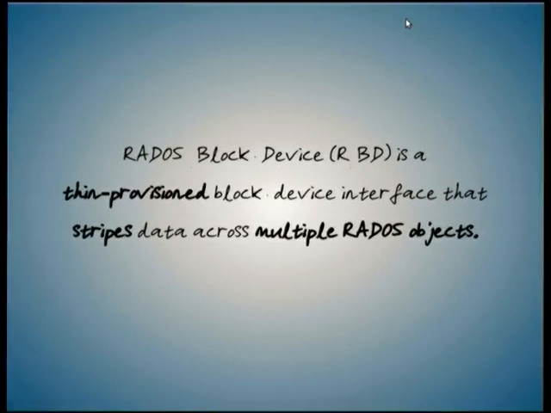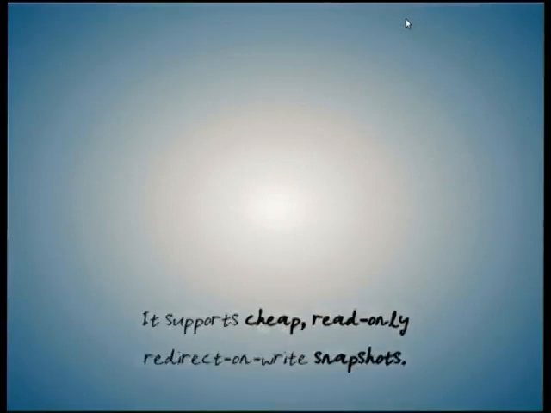RBD is a thin provision block device that stripes data across multiple RADOS objects. So we have a block interface. Everything that we write to this thing actually gets striped across multiple RADOS objects in the cluster. And then all of the distribution and replication, HA and whatnot, all of that happens at the RADOS level. RBD doesn't have to care about this, which makes it a very, very thin client layer on top of RADOS, compared to having to do everything in regards to replication and HA.